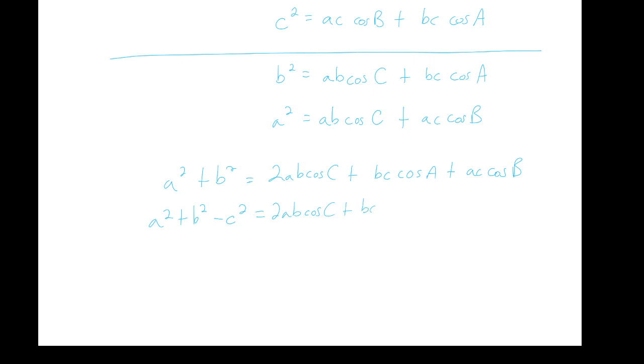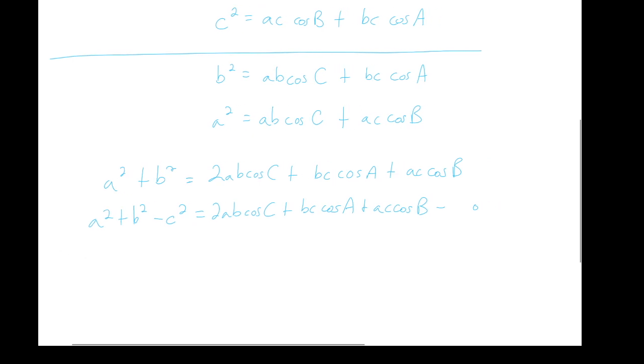So recopying what I have here, BC cosine A plus AC cosine of B. But look, I'm going to subtract c squared. So look how c squared can also be expressed. It could be expressed like this. So I'm going to subtract off that thing right there. It's going to be subtracting AC cosine of B, and I'm also subtracting off BC cosine of A.